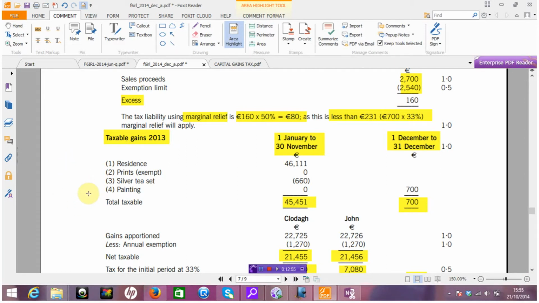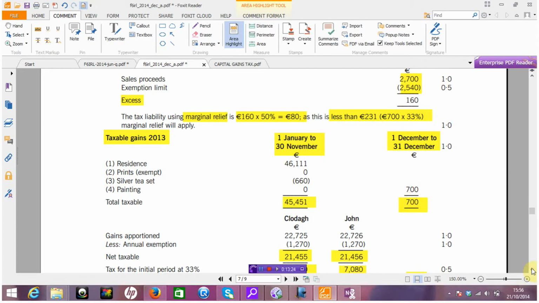Try and bring down your gains or losses for each of the assets disposed of. Obviously, we have one that's completely exempt here at 0. Again, you'll notice they split between the two periods, and we come up with 45k for January to November, and then 700 for 1st December to 31st December, notwithstanding the fact that up above we restricted the tax payable.